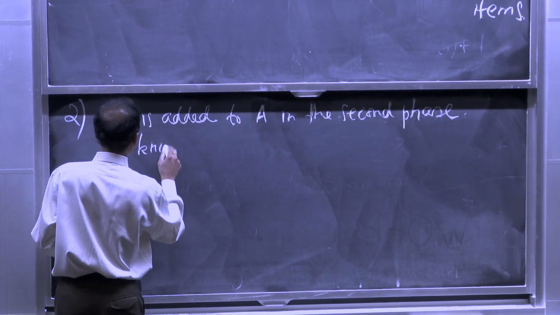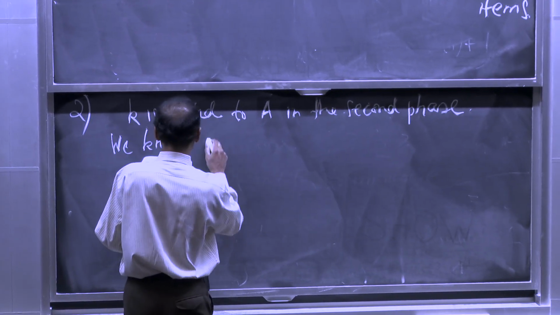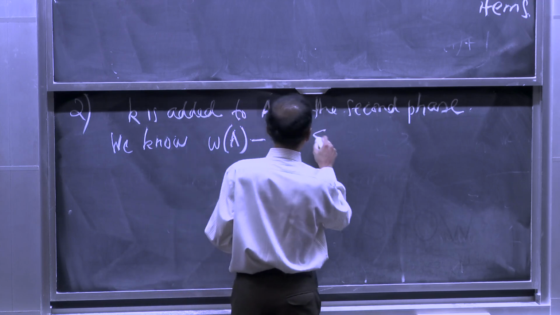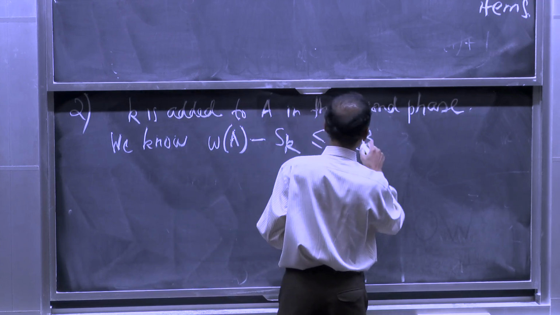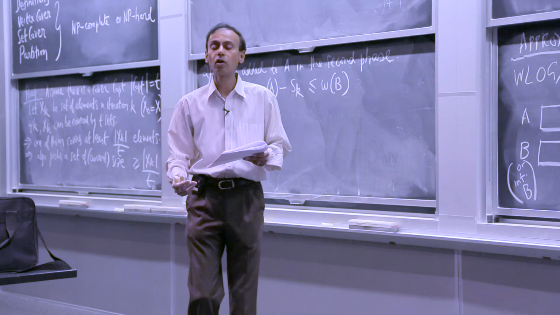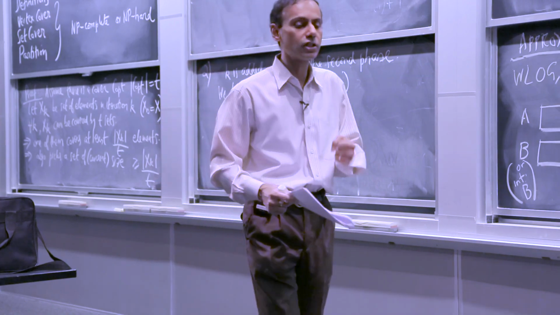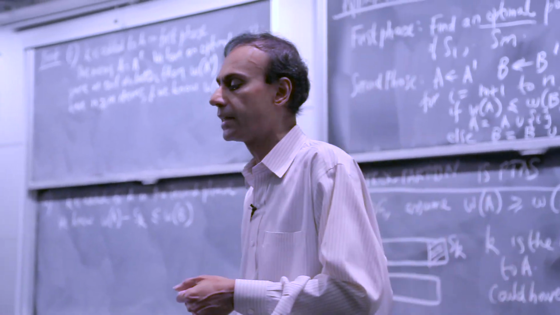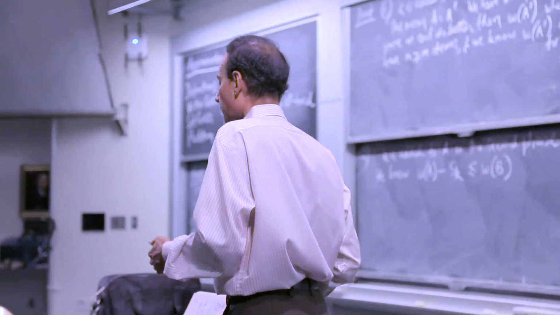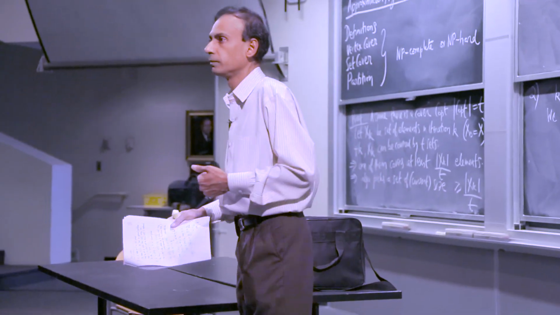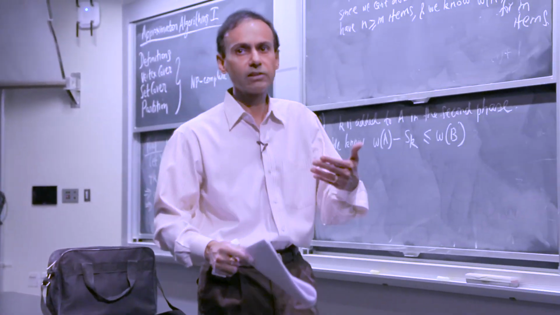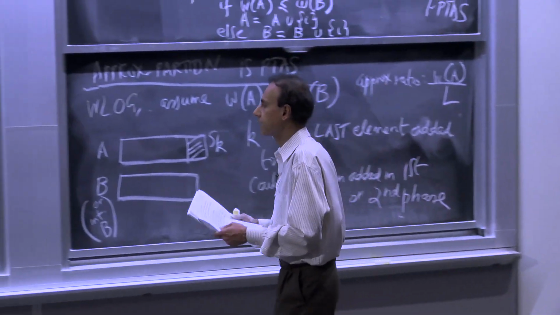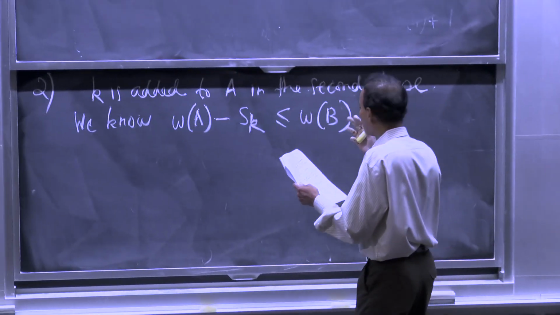So here what we're going to do is we're going to say we know WA minus SK is less than or equal to WB. This is the second phase we're talking about here. The only reason SK was added to A was because you decided that A was the side that was smaller, or perhaps equal. So that's the reason you added it in. So you know that WA minus SK is less than or equal to WB at that time.